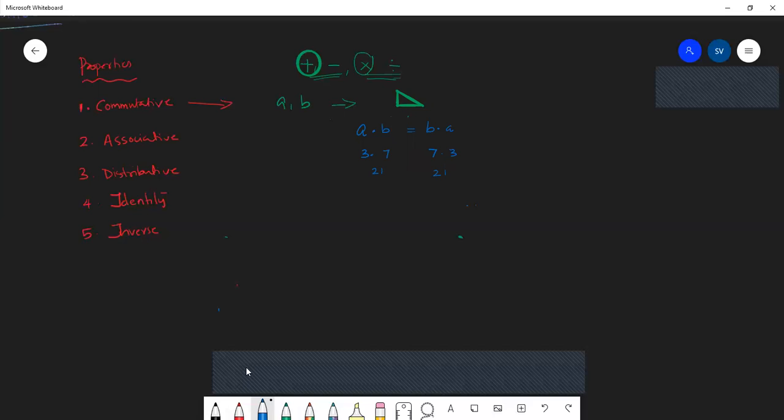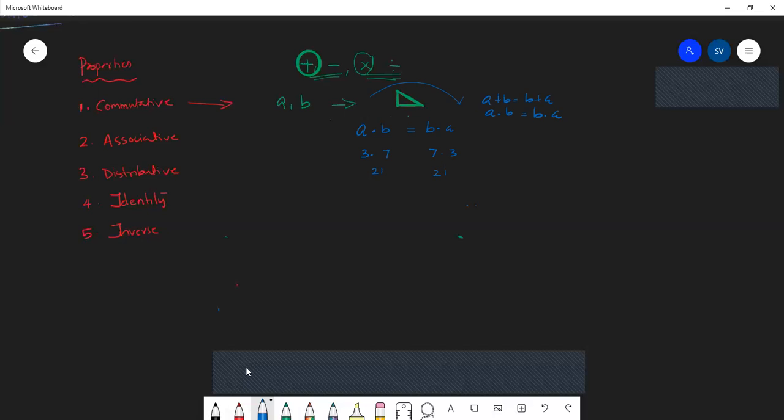So what commutative property basically explains is the order is not an issue for these two operations, addition and multiplication. That is A plus B equal to B plus A, or A times B equal to B times A. That is what commutative property is explaining.